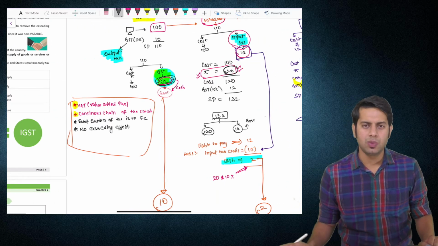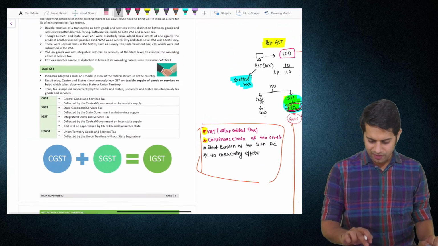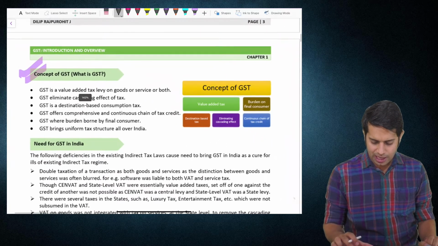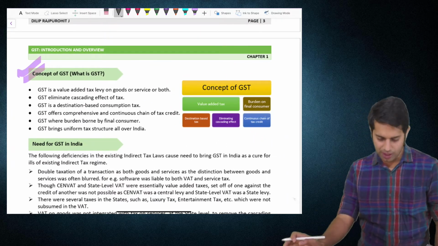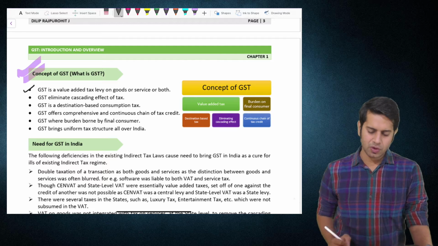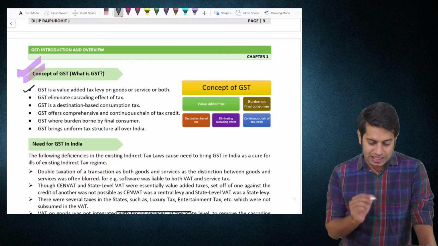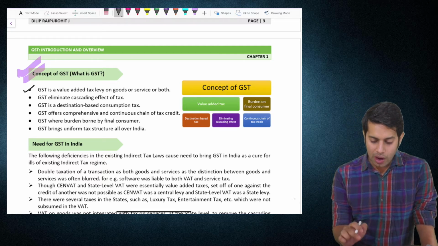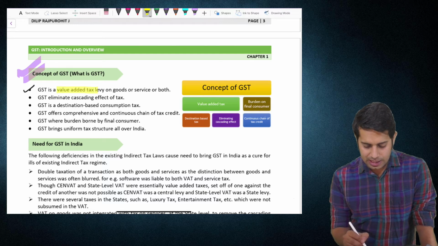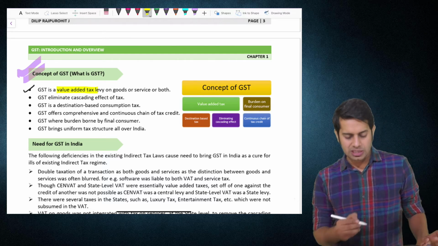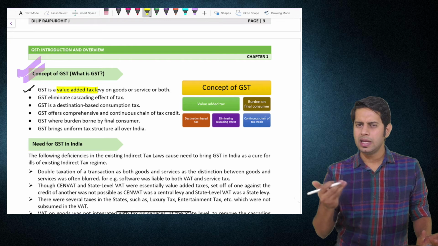I hope this concept of GST is clear to you all. We'll just read the theory portion once, and what is not discussed we'll discuss. Now, the concept of GST. What is the concept of GST? GST is a value added tax which is levied on both supply of goods and services.